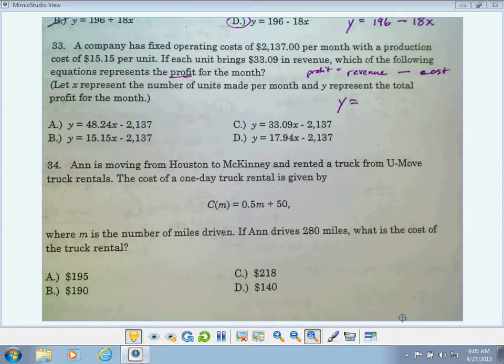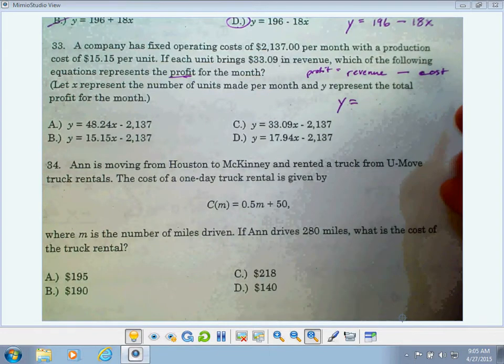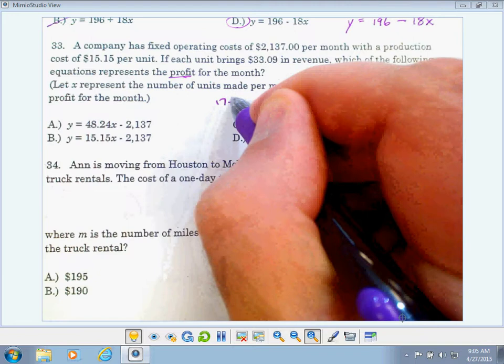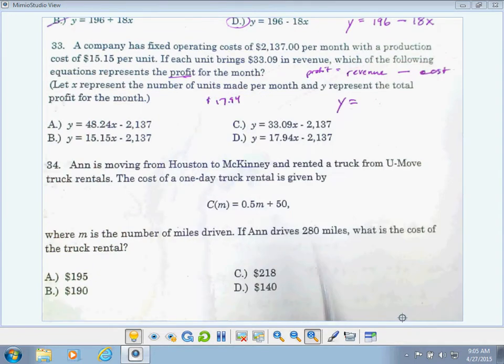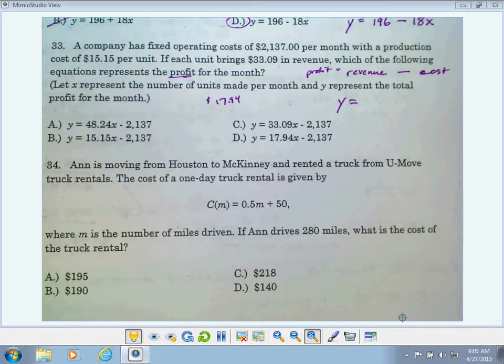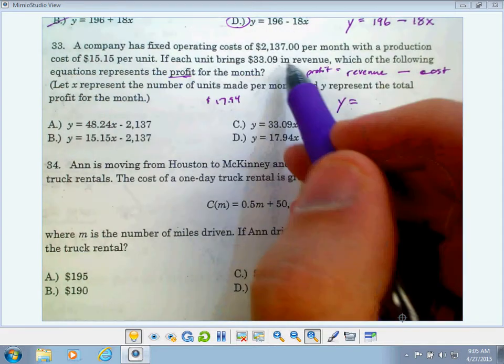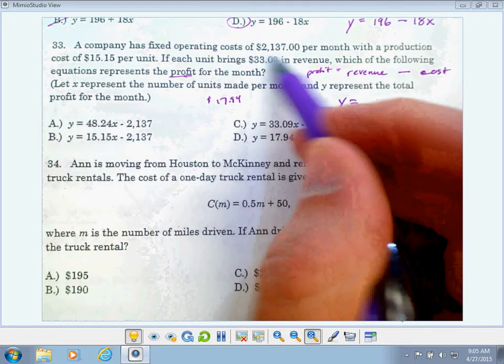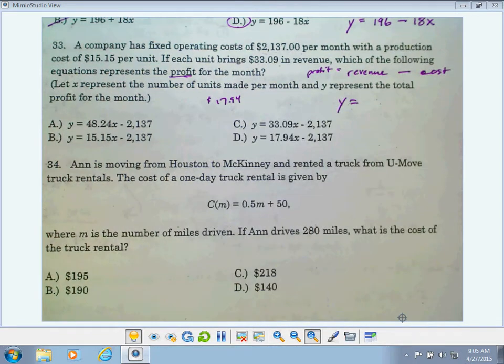Let's take a calculator and work that one out real quick. 33.09 minus 15.15 is $17.94. So each item makes $17.94 in profit. But we have to consider that there was also an operating cost every month of $21.37.